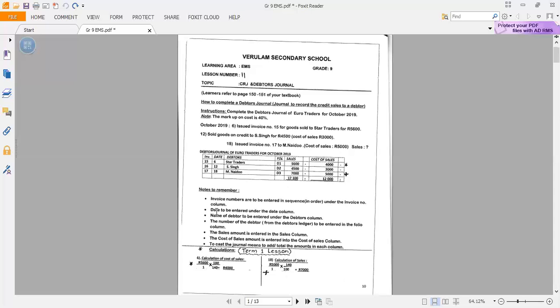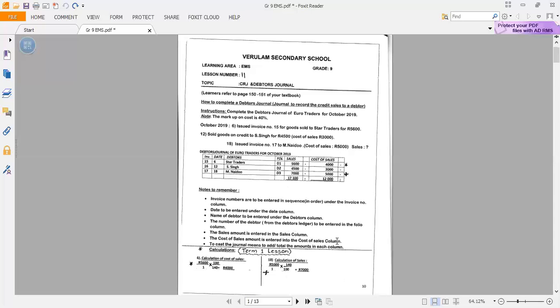Now, learners, the date is to be entered under the date column. And then we have the name of debtor to be entered under the debtors column. The number of the debtor that we acquire from the debtors ledger, that's to be entered in the folio column. Then we have the sales amount that is entered in the sales column, and the cost of sales is entered in the cost of sales column.